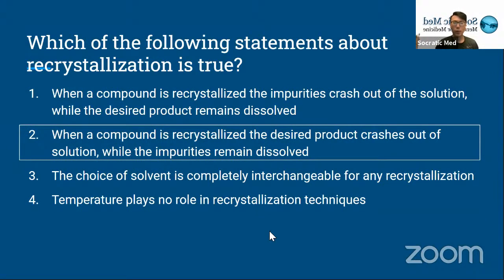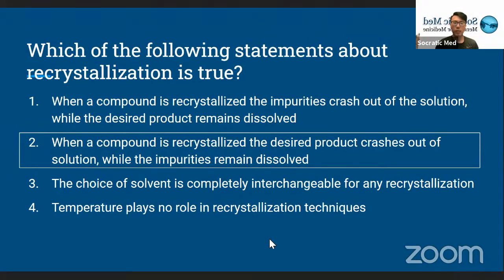So like I said before, the product that you want is the compound that gets recrystallized. The compound that's recrystallized is the desired product, the one that crashes out of the solution because of the solvent that only allows the product to be soluble at high temperatures, while the impurities still remain dissolved in the solution. And choice A is the opposite, so that's incorrect.